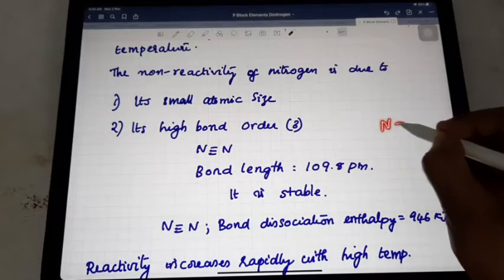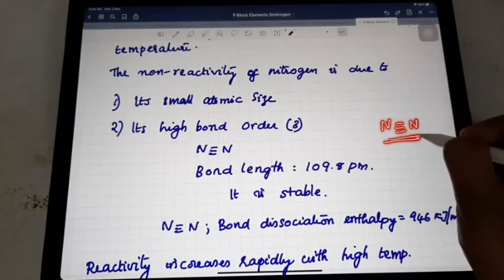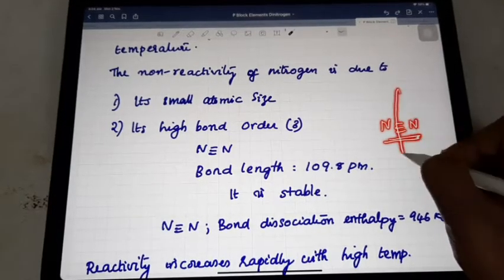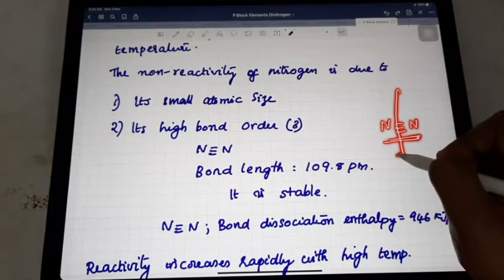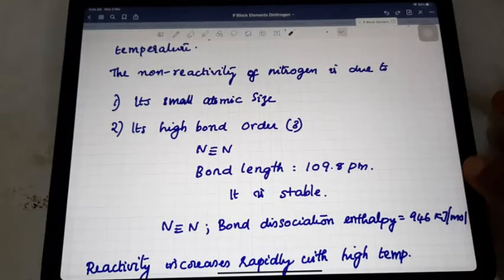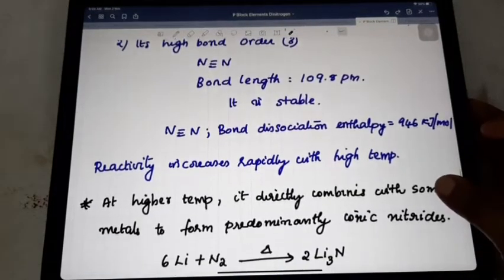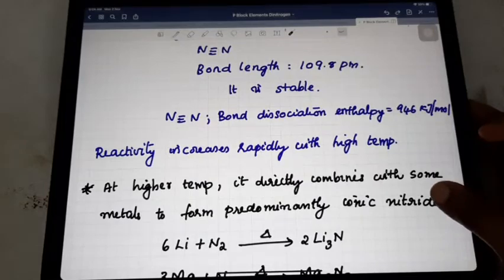So you know that the N triple bond N is very stable, and for breaking it we need to apply a large amount of energy. So if it is such a stable one, it is said to be not so reactive, it is said to be inert at room temperature. But when temperature increases, its reactivity also increases.